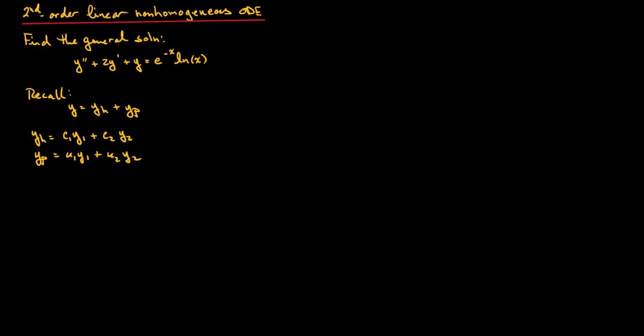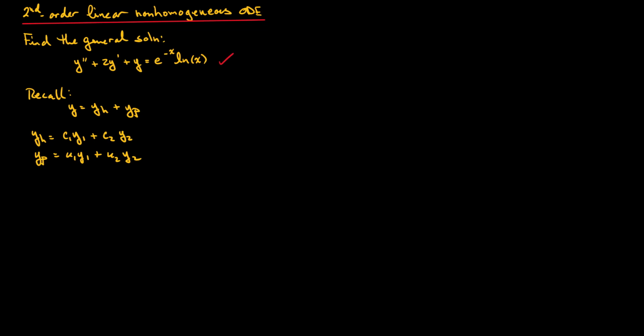In the previous video, we looked at a method for solving second-order linear non-homogeneous differential equations. This method is called the variation of parameters. In this example, we're going to apply this method for a non-homogeneous ODE, given by this equation over here.